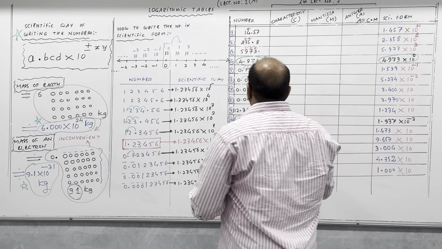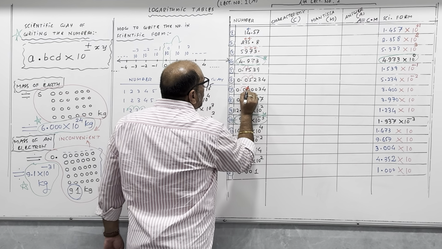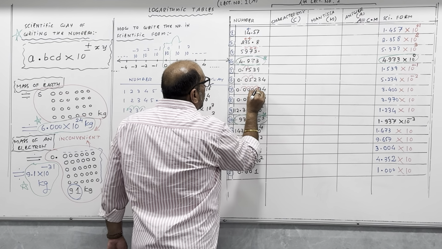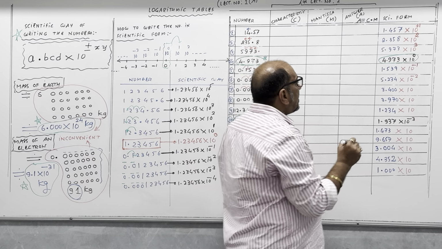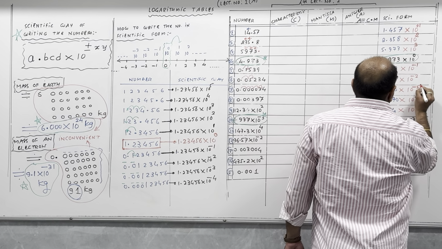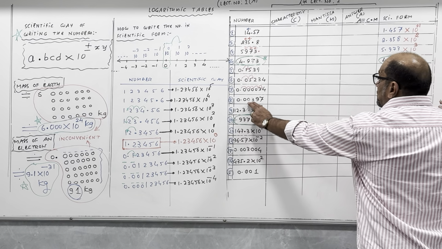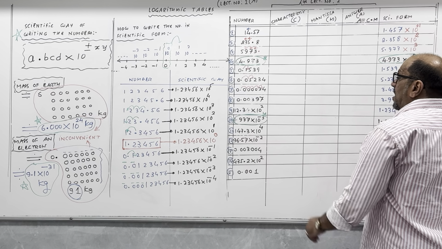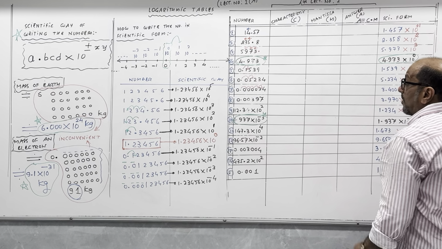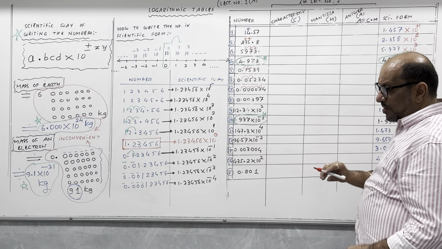Likewise, look carefully, 1, 2, 3, 4 and 5. So this is 10 raised to minus 5. Right? This is minus 3. 1, 2 and 3. Very important now. Very important.